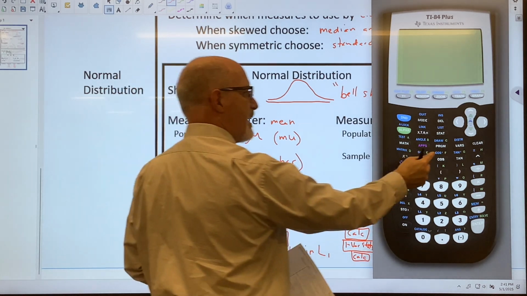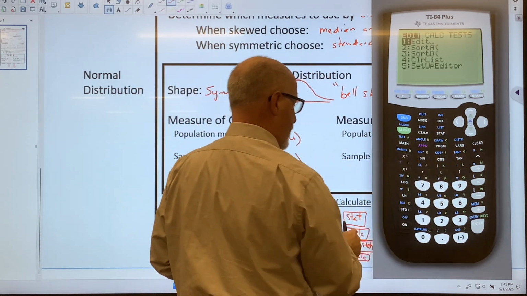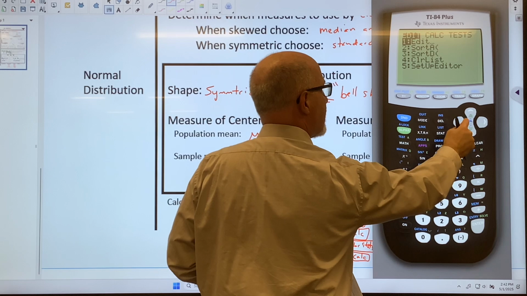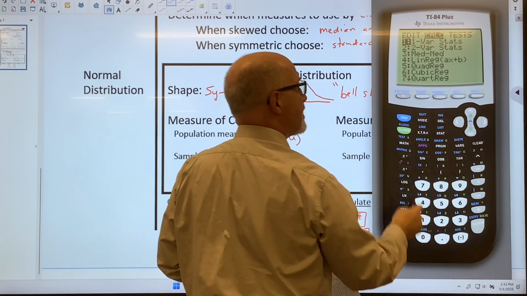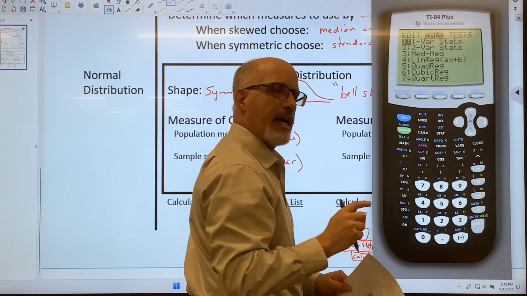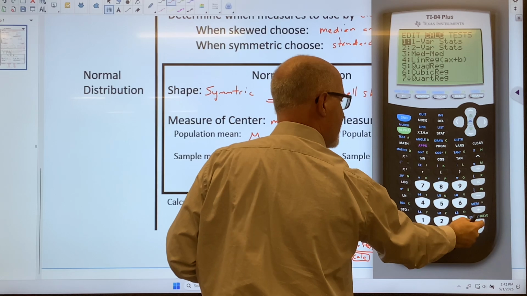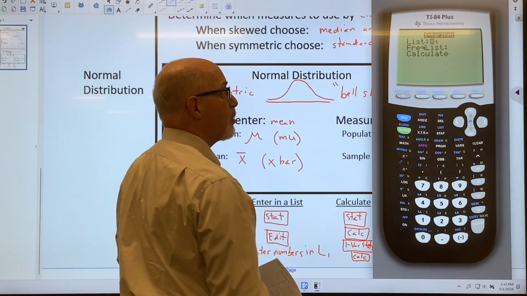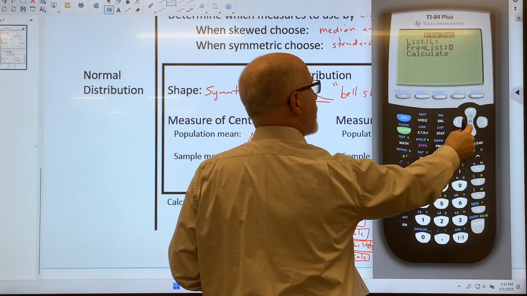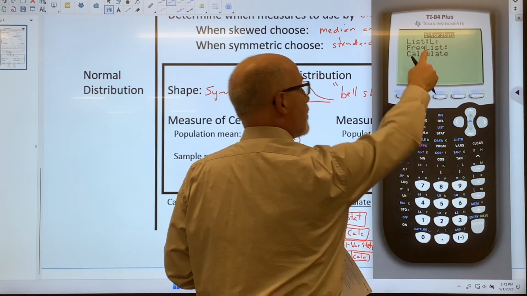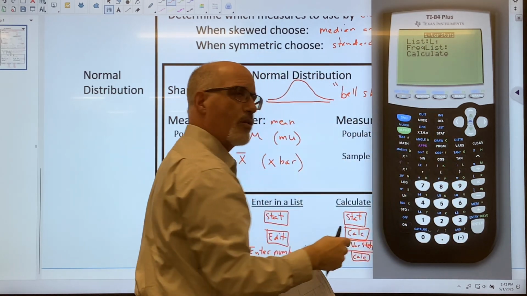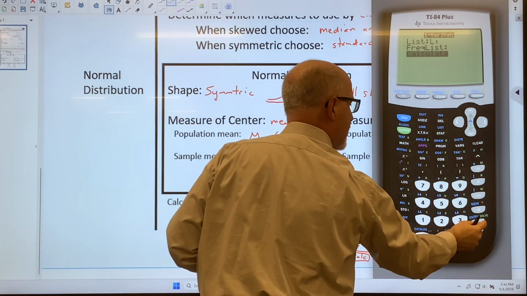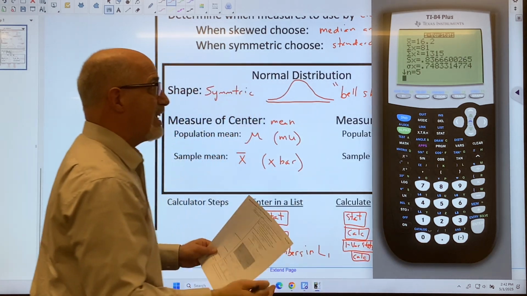We're going to hit Stat. We're going to go to Calculate. Okay, so over to Calculate. We want to do one variable stats for these calculations, so hit Enter, and then we're going to go down and hit calculate. Notice you could change the list that you're working with. I'm going to leave it at L1. That gives me a list.